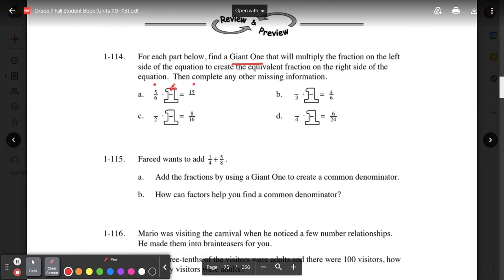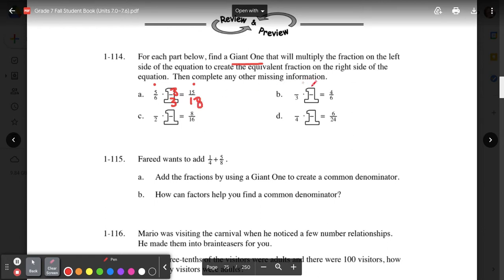And I know that 5 times 3 equals 15. So that's in my numerator is a 3. And my denominator is also going to be a 3, because I know 3 divided by 3 is 1. So 6 times 3 equals 18.